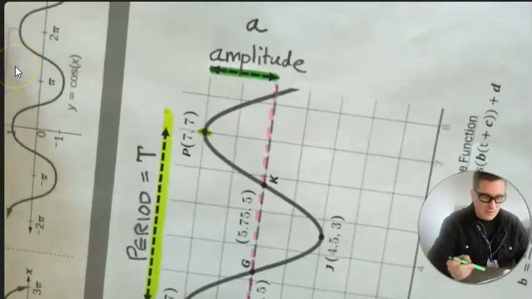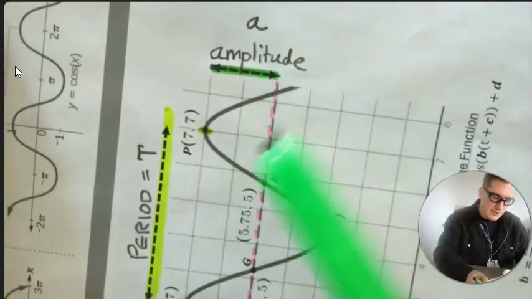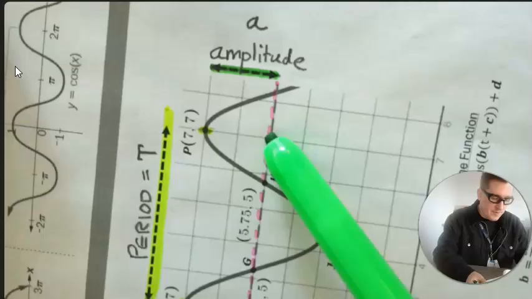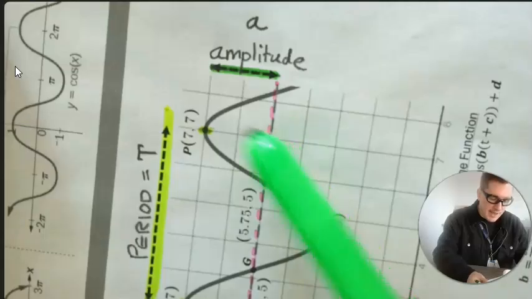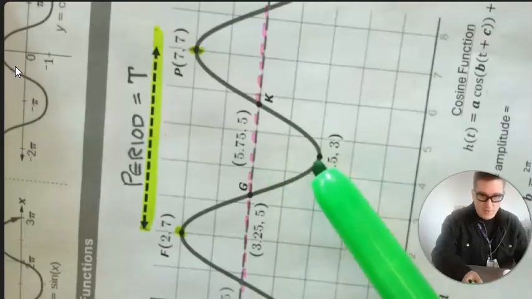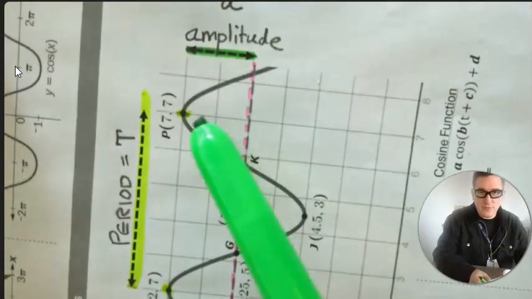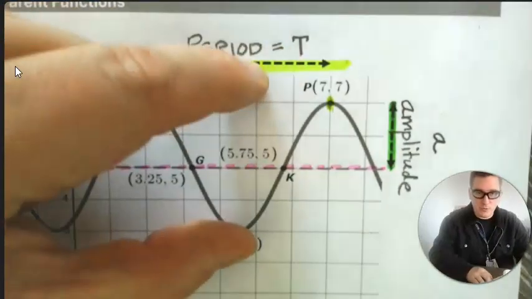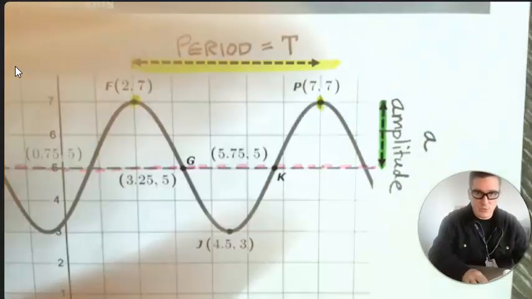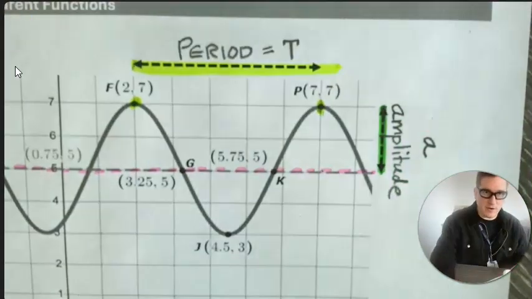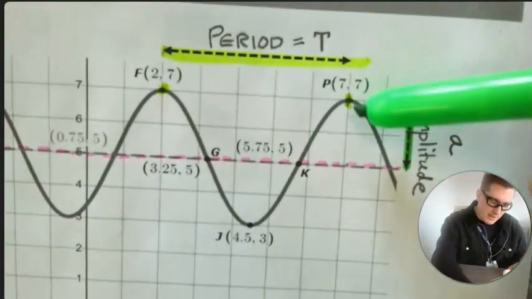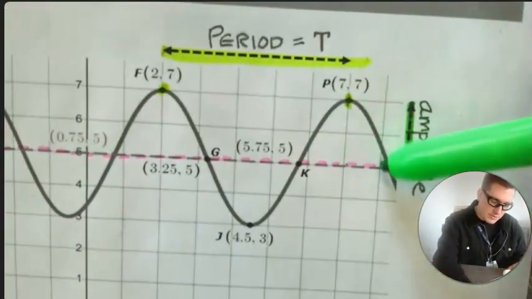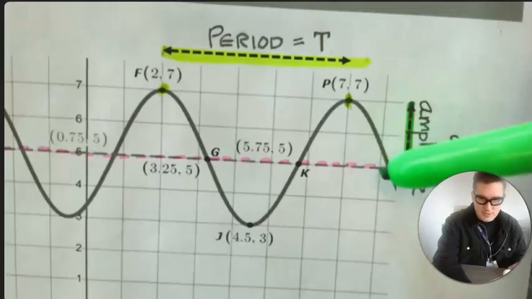I'm going to stress something very important. The amplitude is the absolute value of the distance from the midline to the peak or the midline to the trough. It's not the full width of the wave. It's half the width of the wave. It's how far from the midline you are. In this example, it looks like my amplitude is going to be 2 units.